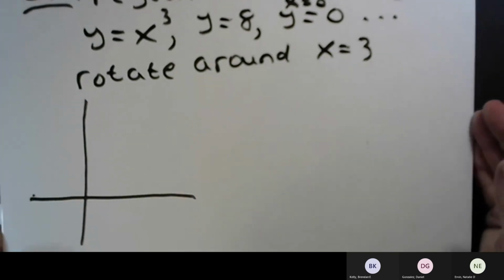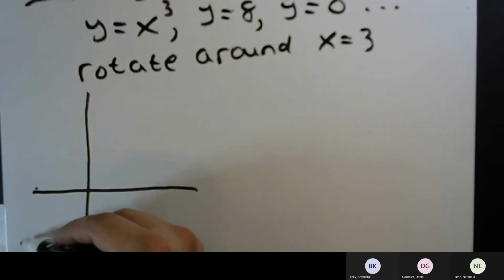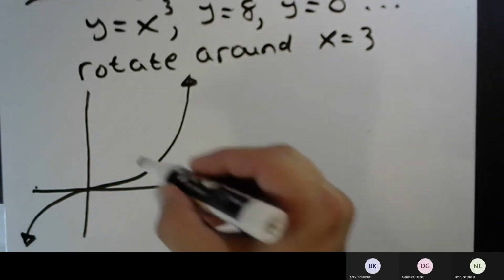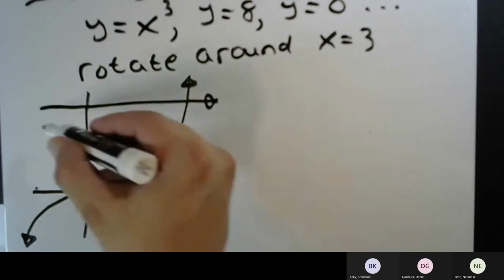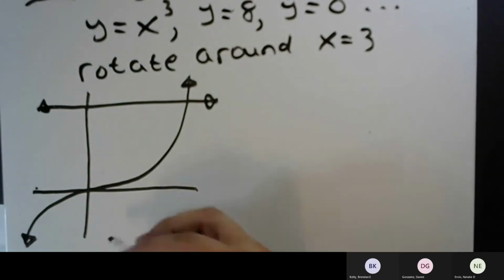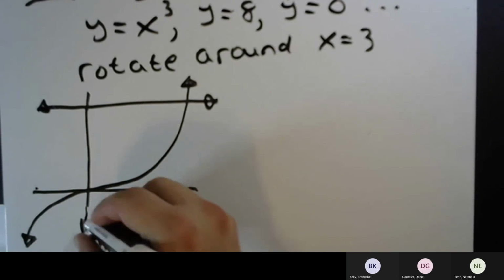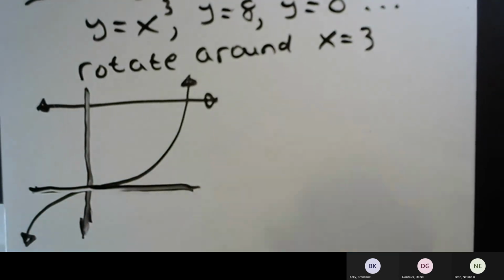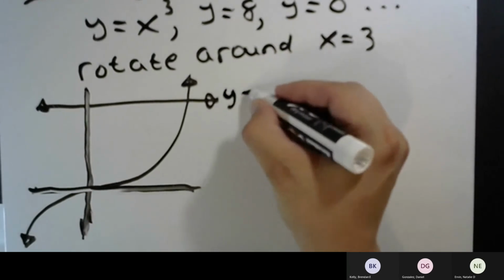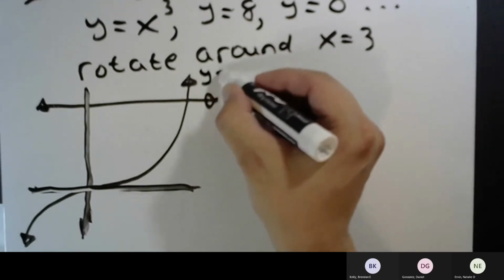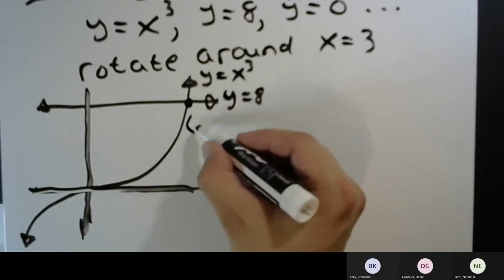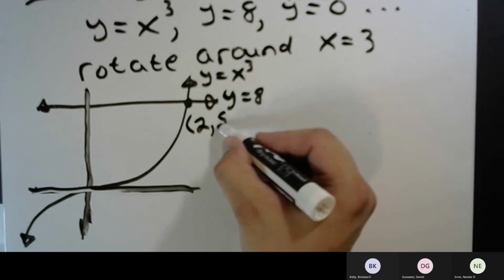So if we graph this, it's going to be kind of a first quadrant sort of thing. We're going to get something like this. There's our y equals x cubed. Here's our y equals 8. I'll emphasize the x and y axis. And then there's x equals 0. So this is y equals 8, y equals x cubed, and where these intersect is 2, 8.